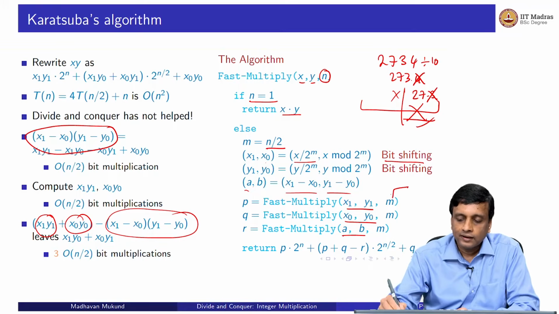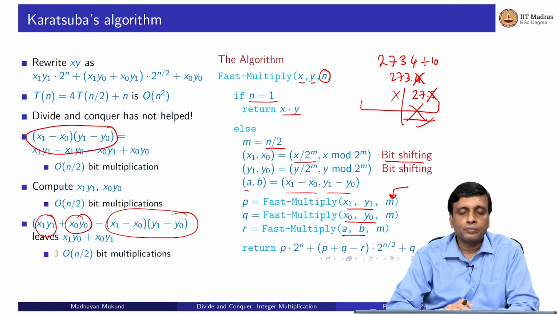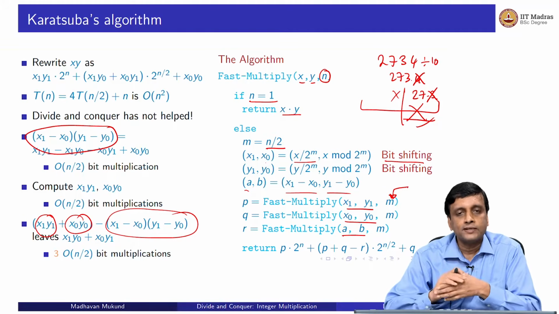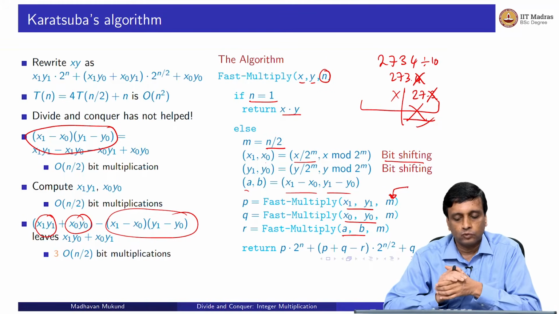So, I pass the arguments to the same algorithm, it is recursive, but with half the number of bits. I am using m bits instead of n bits. Remember, m is n by 2.